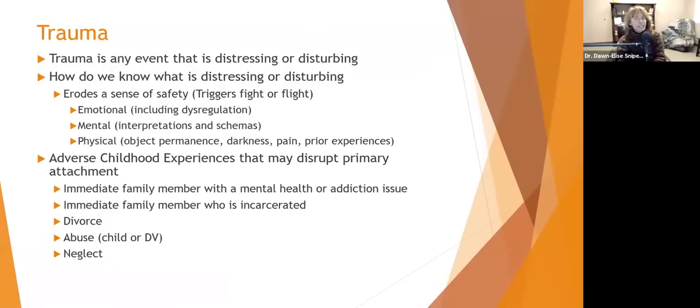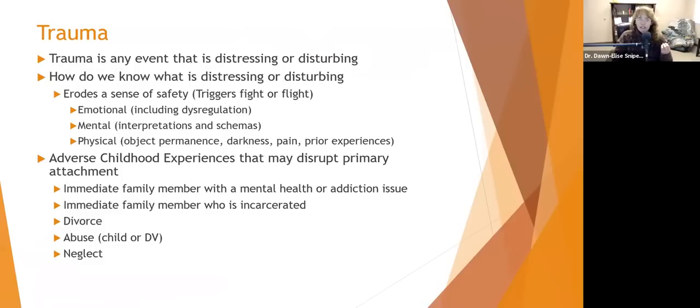So we do need to be sensitive, as we've talked about in our other trauma classes, to the fact that what's traumatic for one person may not be for another, but we do need to look at it from the perspective of that person. And when we get into risk factors, in a little while, we'll also be talking about age and experience in terms of how we figure out what's traumatic for one person versus another. Trauma erodes a sense of safety and may cause emotional dysregulation.